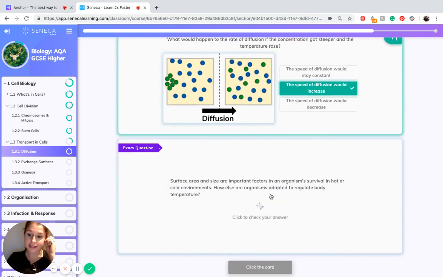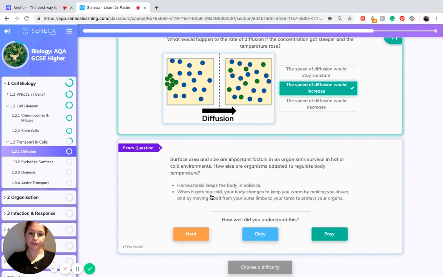So to consider a potential exam question that could come up in this topic, surface area and size are important factors in an organism's survival in hot or cold environments. How else are organisms adapted to regulate body temperature? If we want to think about other topics which the GCSE course covers, we know that homeostasis keeps the body in balance. When it gets too cold, your body changes to keep you warm by making you shiver and by moving blood from your outer limbs to your torso to protect your organs. If you want to look at a question and more topics that are covered in homeostasis, there will be another episode on this for you to listen to in more detail.